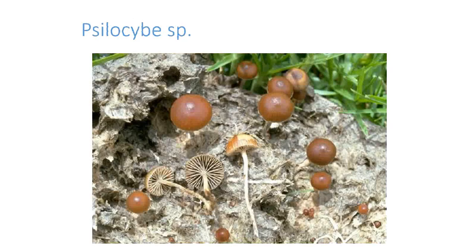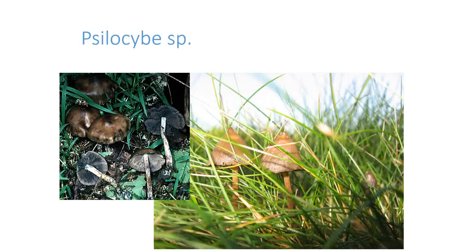These are psilocybin mushrooms. Psilocybin mushrooms grow in cow manure, and these are hallucinogenic mushrooms. As I said, you can see these in cow pastures often. Cows may eat these and cause issues. People eat these to induce hallucinations.